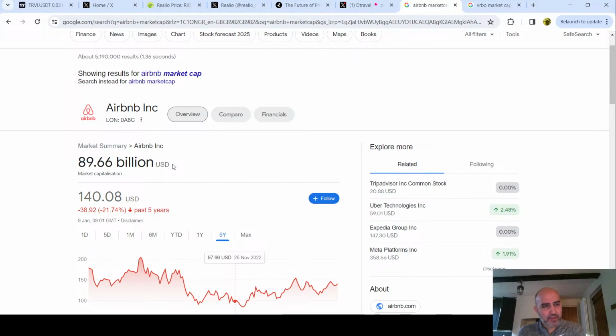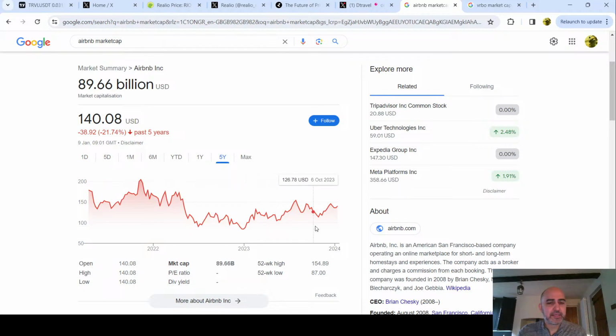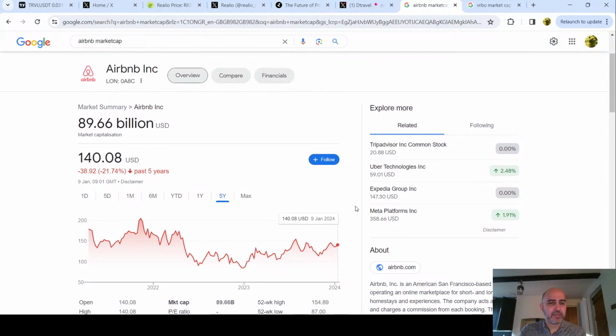And because these are now publicly traded companies, fundamentally what they're trying to do is extract as much value as possible for their shareholders. That's the ethos now. They're not benefiting the users or the hosts or the operators.